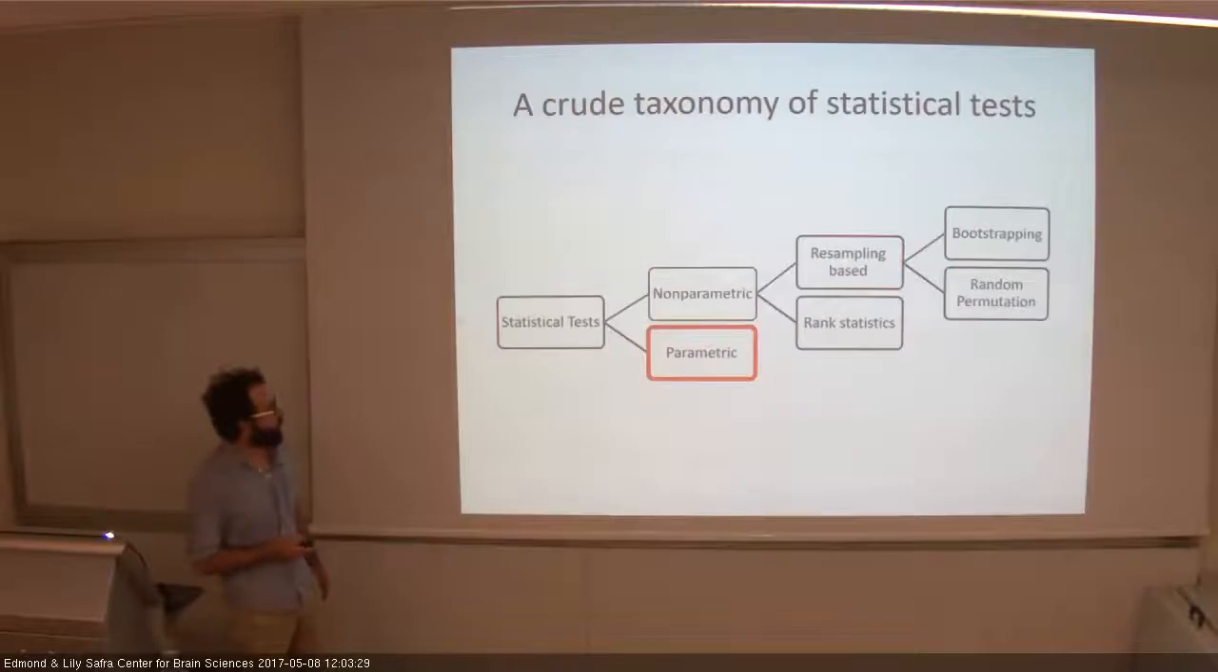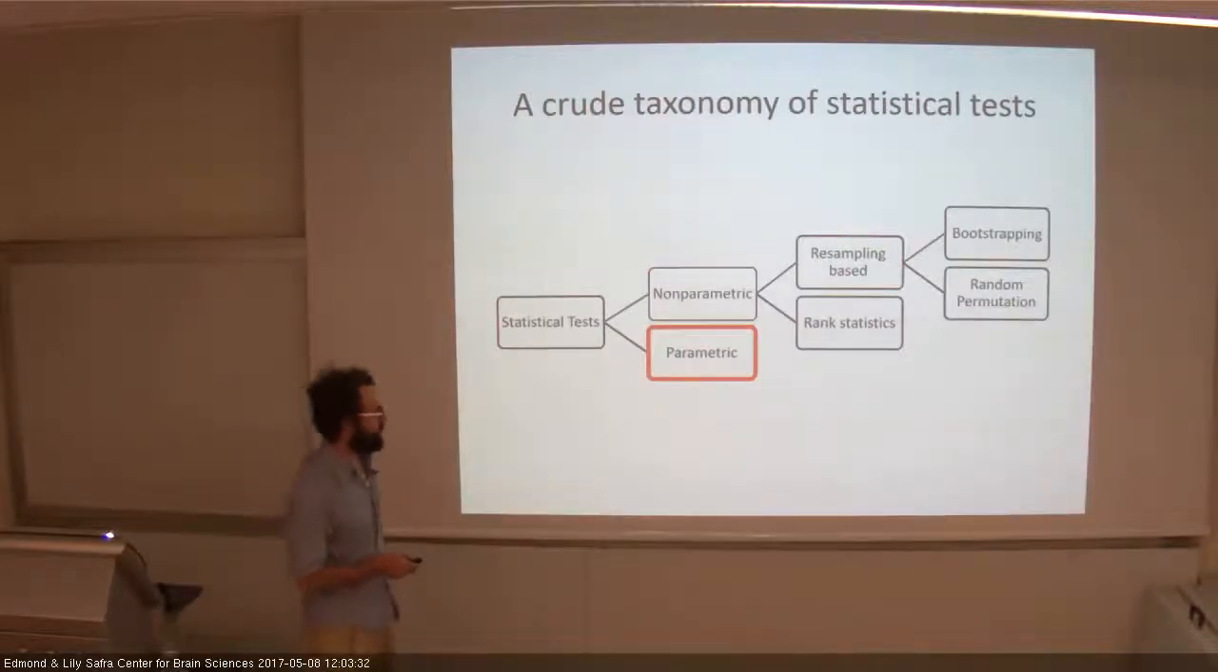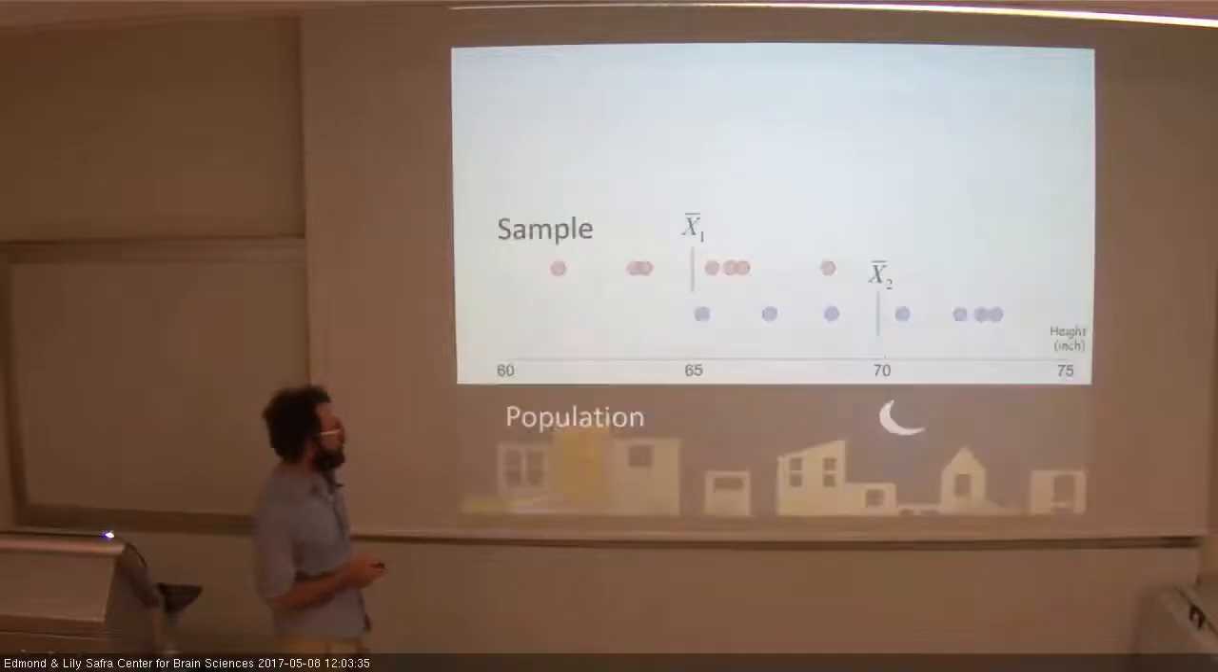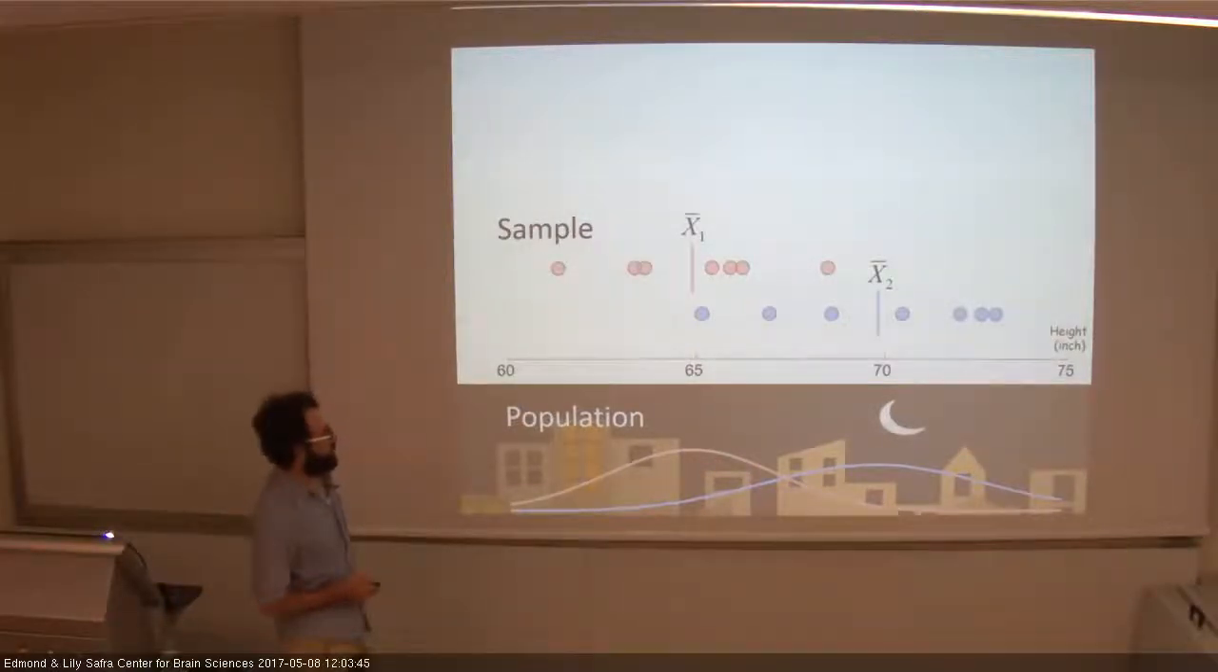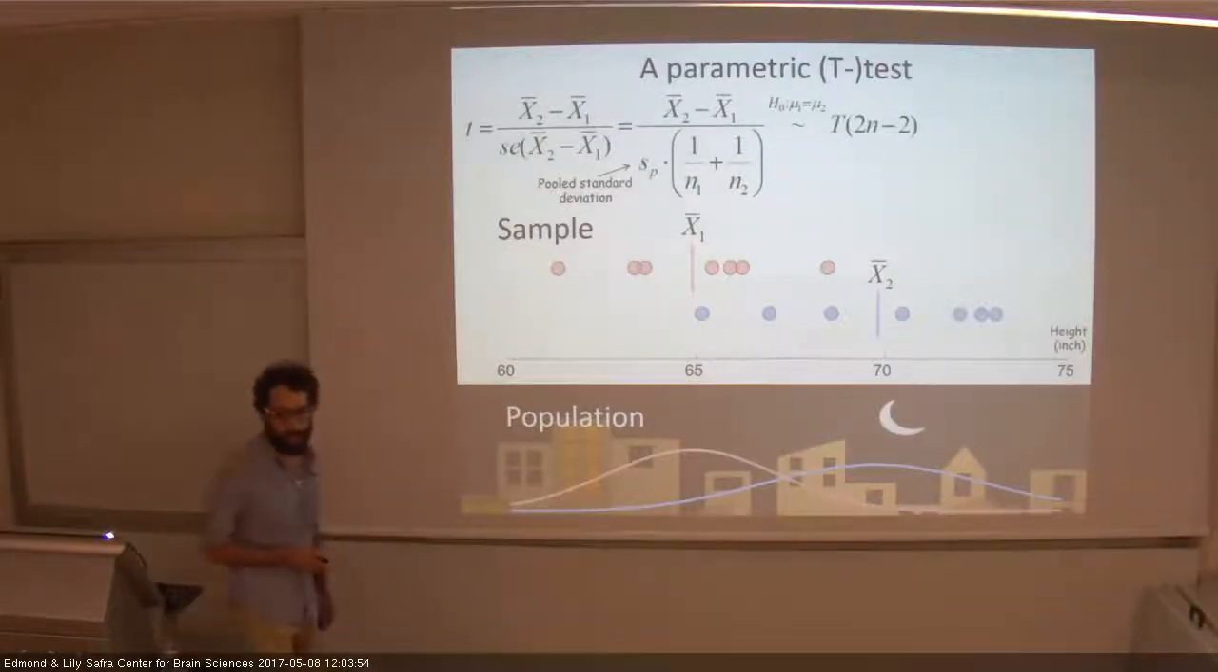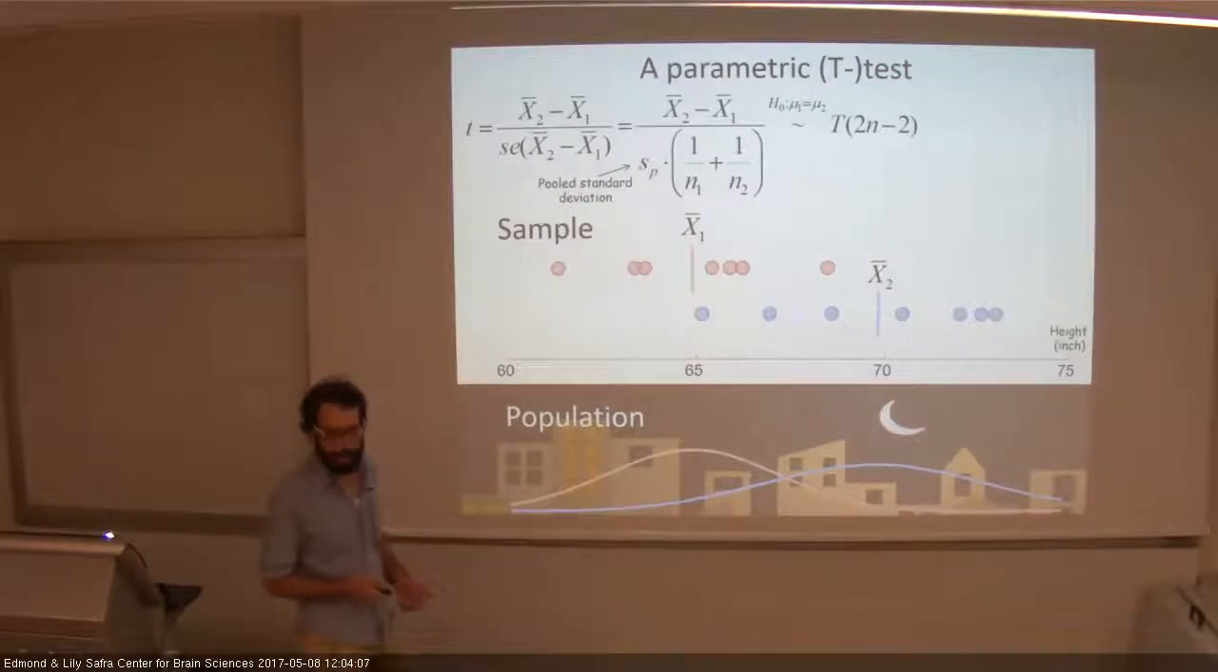So one way to go, which is maybe the easiest one, is the parametric way. We will assume that the heights in the population are normally distributed within each group. And actually for height, this is a correct assumption. And once we assume that, we can use a t-test. So we have the difference between the means divided by the standard error of the means, which means: if we repeat this experiment an infinite number of times, what will be the standard deviation of the distribution of the difference between the means.